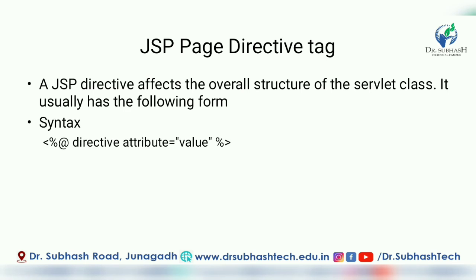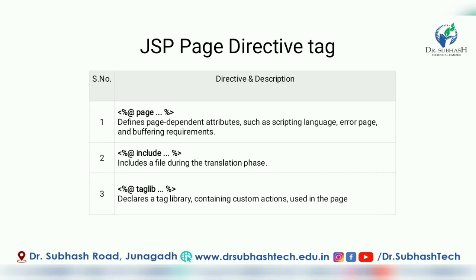A JSP page directive affects the overall structure of the servlet class. The syntax of this tag is angular bracket, percentage, directive name, attribute equal to value. This tag is used for a specific purpose. For example, we have three directives. First is page directive, second is include, and third is taglib.